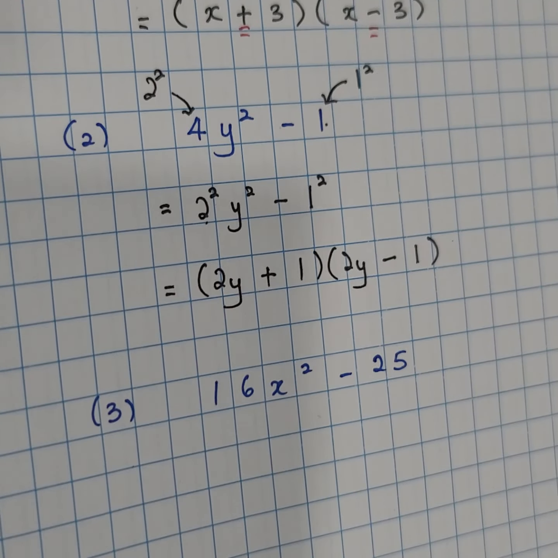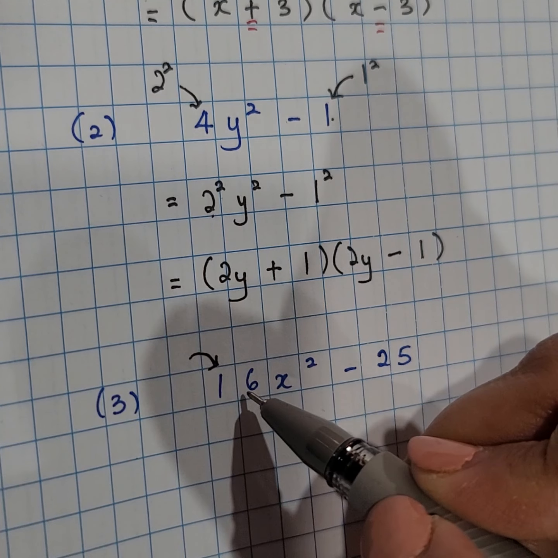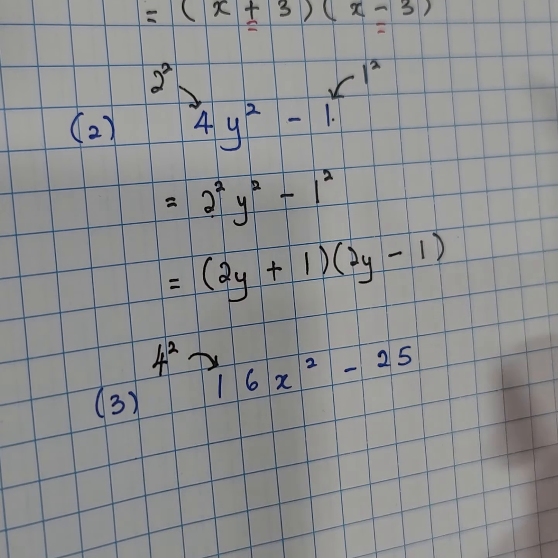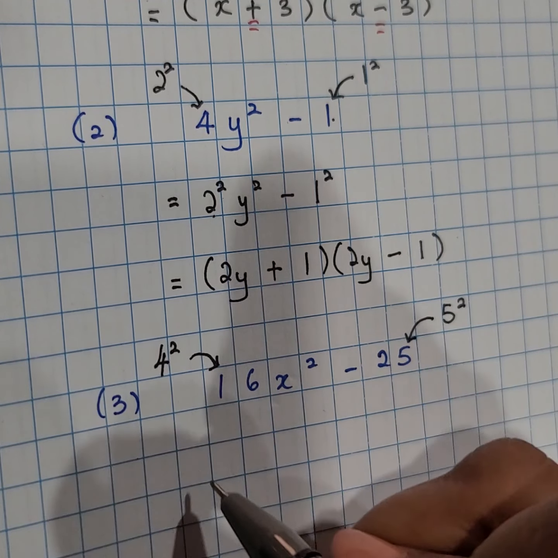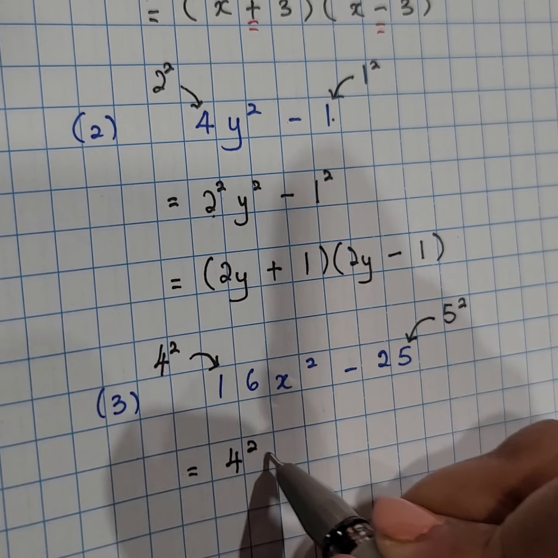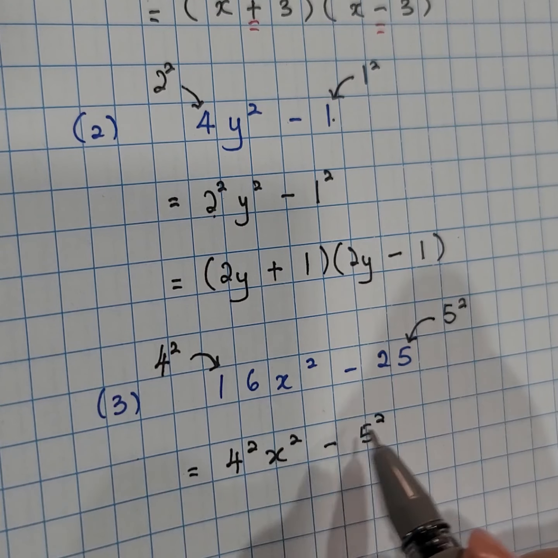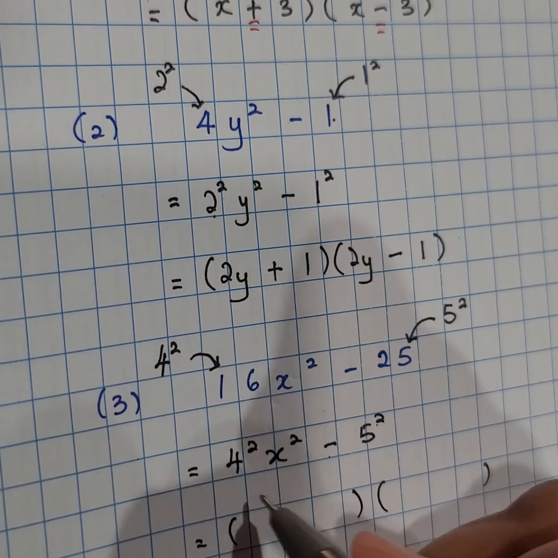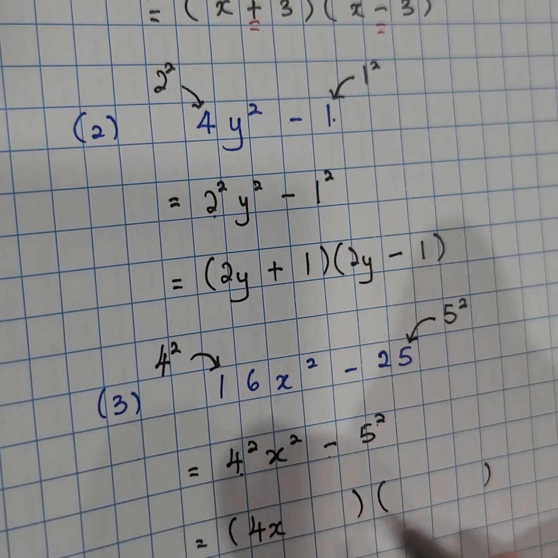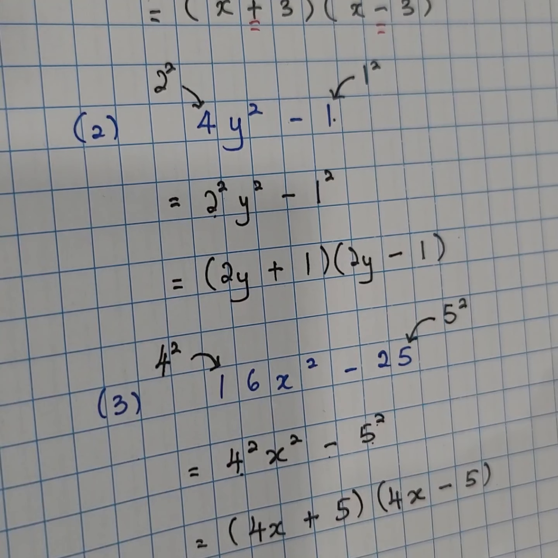Okay, next one, we're going to change the 16. So apa kuasa 2 dapat 16? 4 square. Okay, apa kuasa 2 dapat 25? 5 square. So rewrite 4 square x square minus 5 square. So semua dah kuasa 2 betul? Tolak. So open up two brackets. 4x in each, 5 in each, and 1 plus, 1 minus.